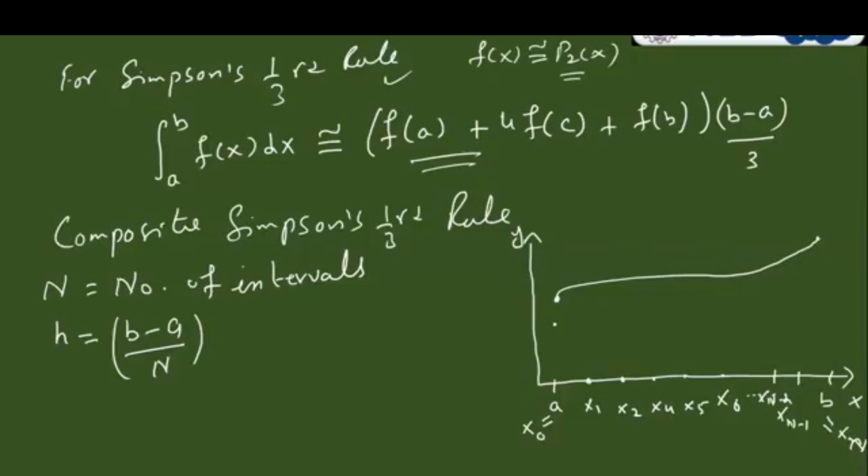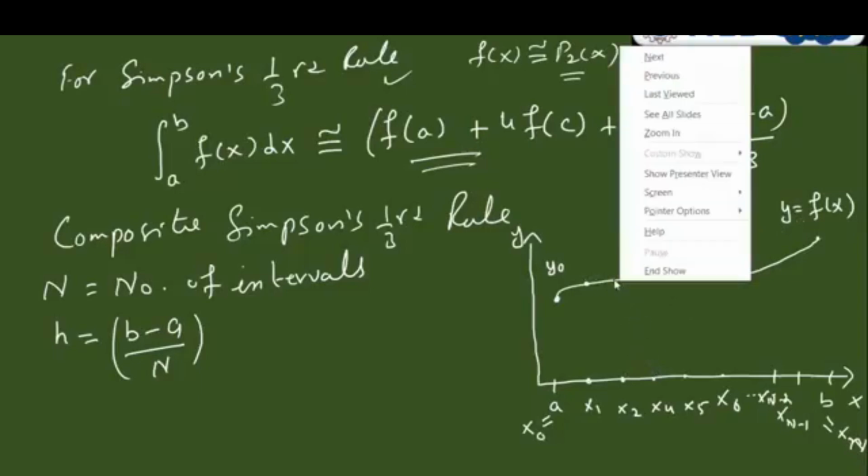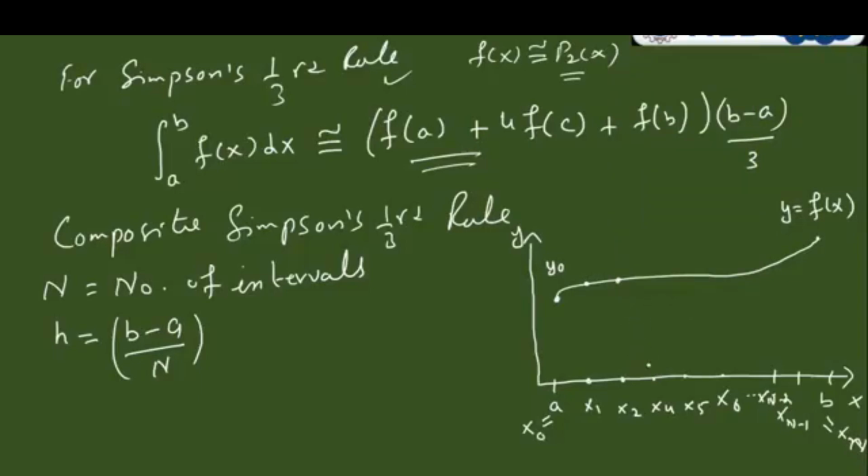Okay, so the first value is x naught, and this is my integrand, the given function, f of x. I can put x naught in this function, so I will get some value y naught. If I put x1 there, I will get some y1. If I put x2, oh, I forgot to mention x3.